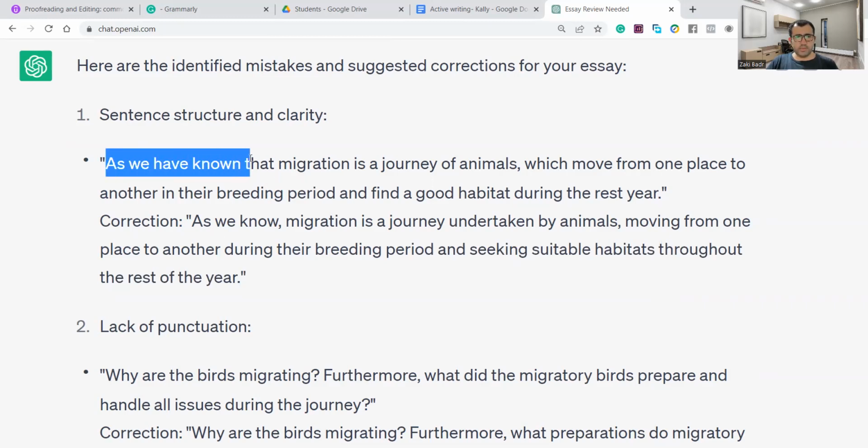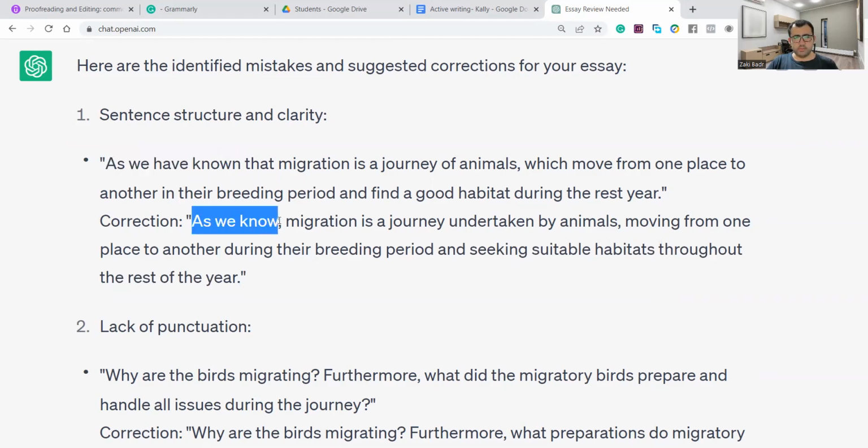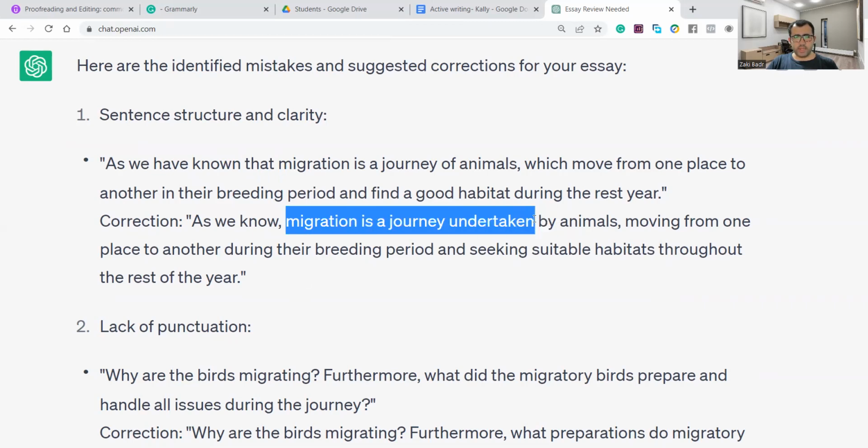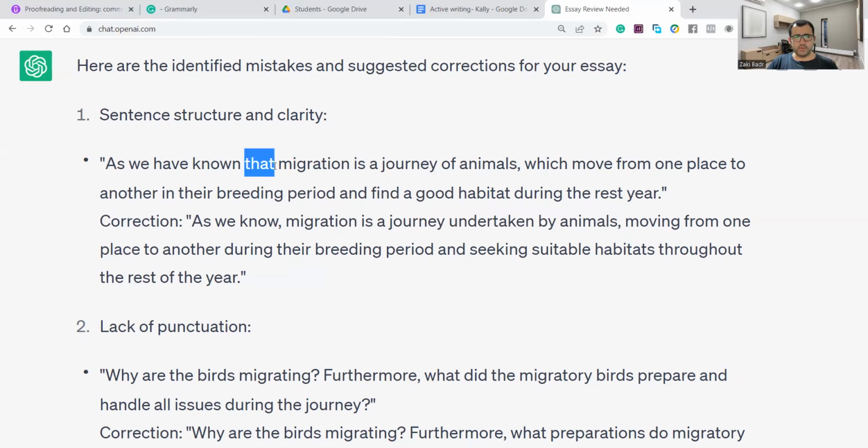All right. Here, this becomes a dependent clause, as we know, and here moved to that. Migration is a journey undertaken by animals, and all the others around it are dependent clauses. So that's how ChatGPT solved the problem. It just removed that to solve the issue, to solve the problem. Let's try another AI technology.